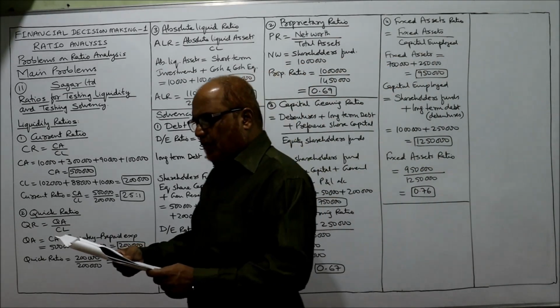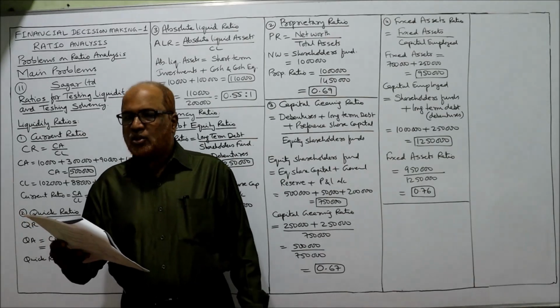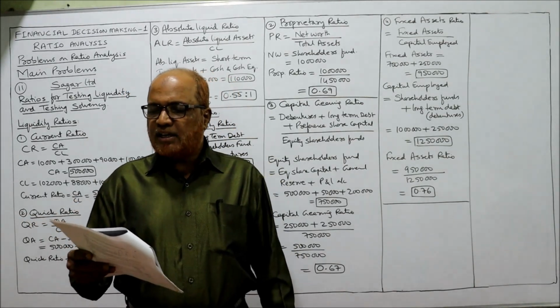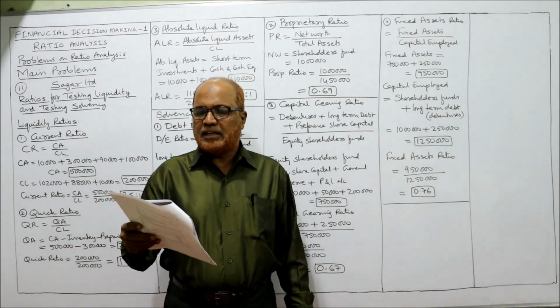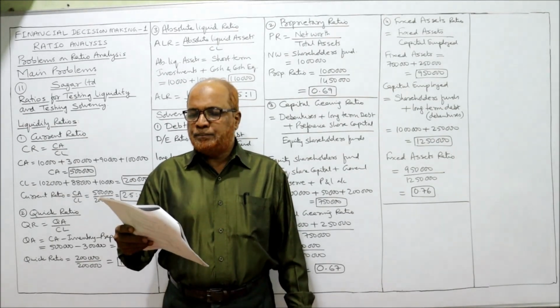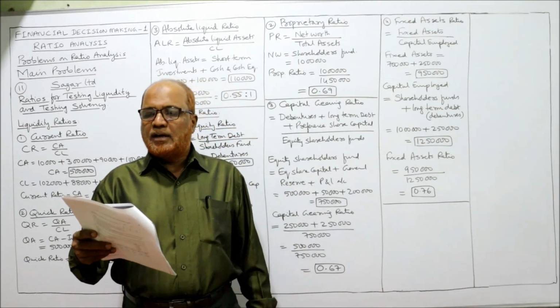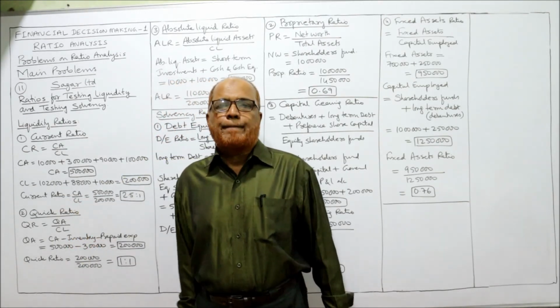Now, see the 11th problem. Following is the balance sheet of Sagar Limited for the year ending 31st March 2017. Calculate ratios for testing liquidity and for testing solvency.